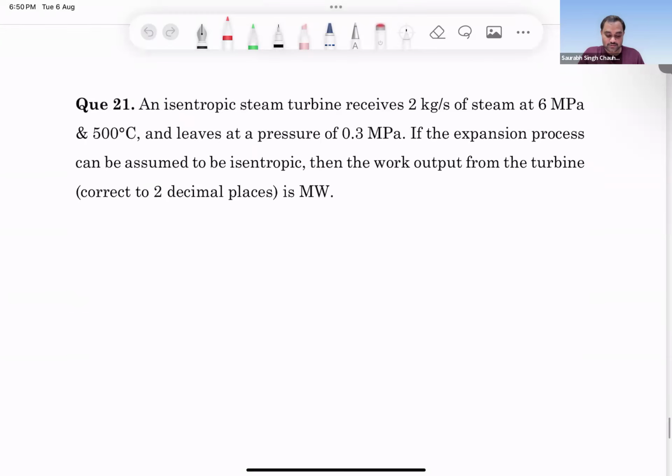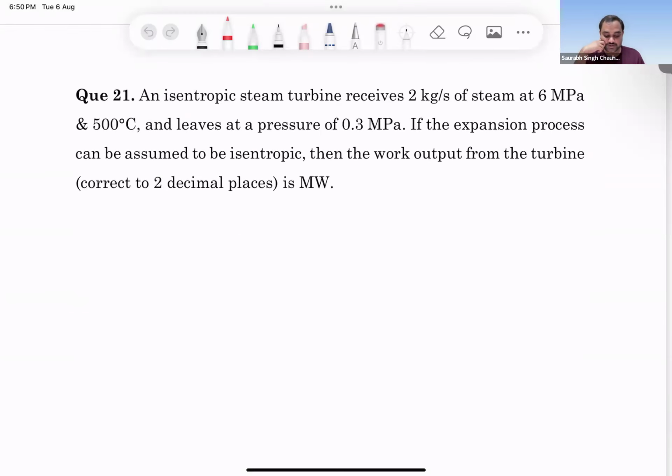We will move to question number 21. Question number 21 says, an isentropic steam turbine receives 2 kilogram per second of steam at 6 megapascal and 500 degrees Celsius and leaves at a pressure of 0.3 megapascal. If the expansion process can be assumed to be isentropic, then we have to tell the work output from the turbine.